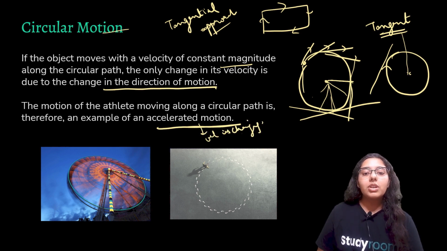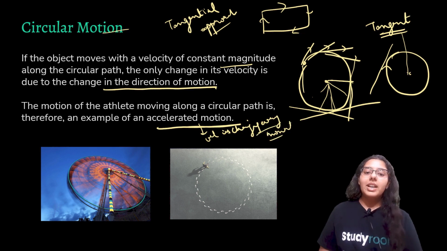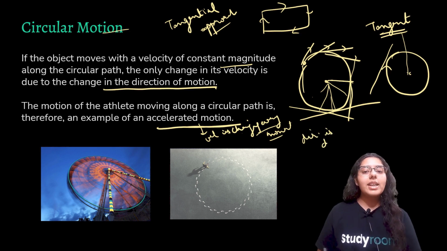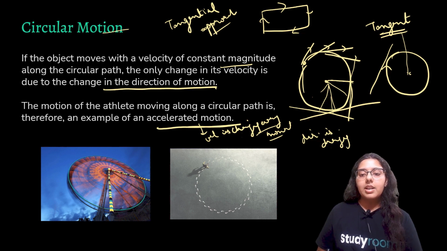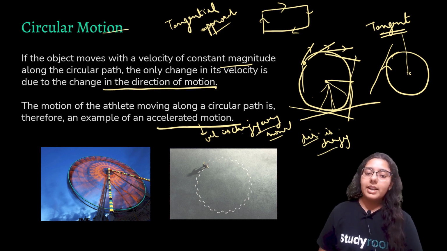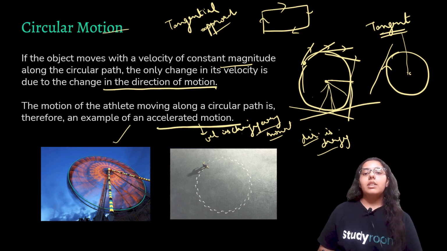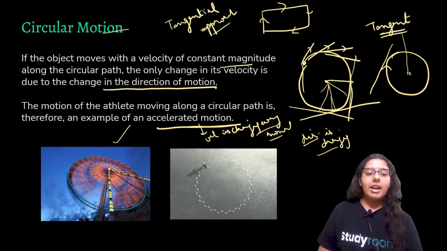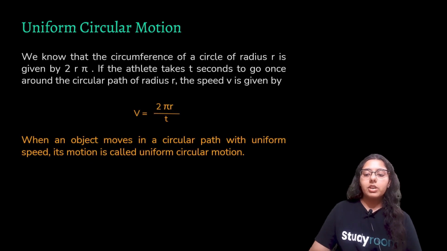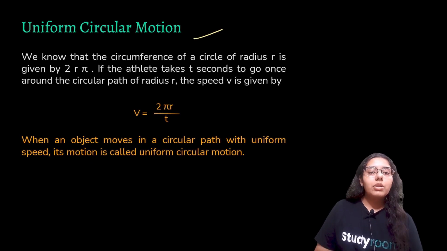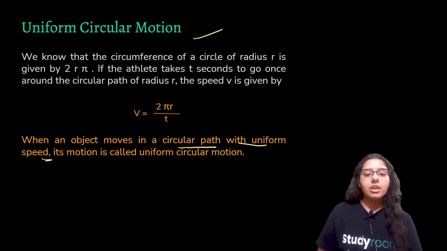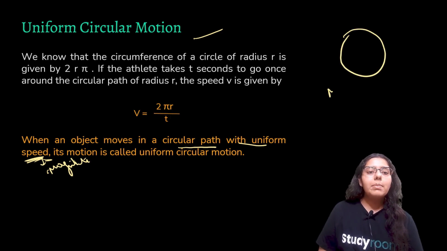This is a ride which is an application of circular motion. So what is uniform circular motion? When an object moves in a circular path with uniform speed, we're talking about speed, not direction, only magnitude. If our magnitude is the same, and the direction will always change in circular motion, then this is your uniform circular motion.